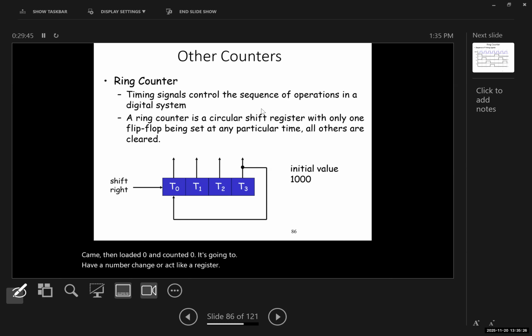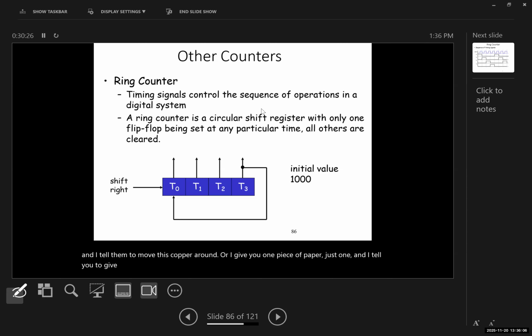Now, other types of counters, we have a ring counter, which is a circular counter. And the timing signals control the sequence of operations in a digital system. A ring counter is a circular shift register with only one flip-flop being set at any particular time. All others are cleared. Imagine we have 4 students sitting at a table, and I give them a cup and tell them to move this cup around, or I give you one piece of paper, just one, and I tell you to give it to your friends.